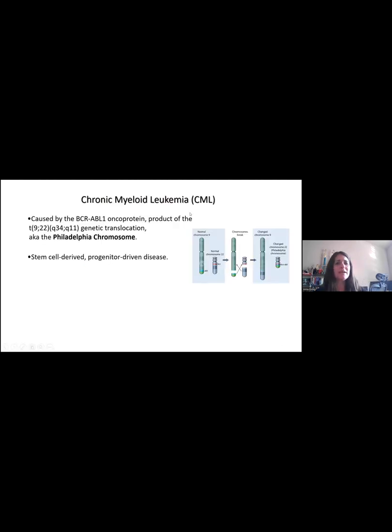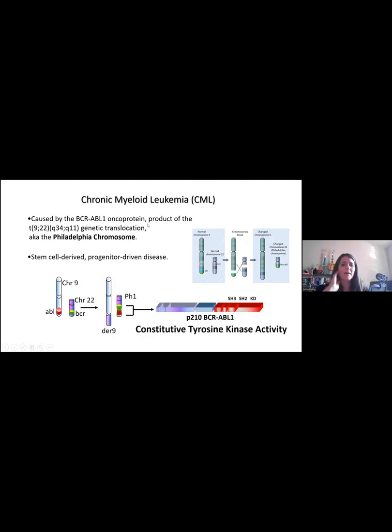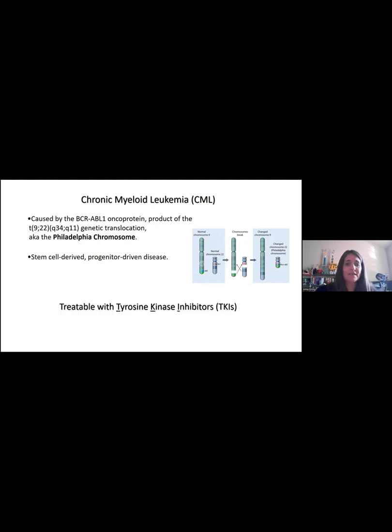Chronic myeloid leukemia is caused by the BCR-ABL oncoprotein, a product of a genomic translocation between the long arms of chromosomes 9 and 22. This is known as the Philadelphia chromosome. It's considered a stem cell derived but progenitor driven disease, and it results from the constitutive tyrosine kinase activity that's imparted upon the BCR-ABL oncoprotein because of this translocation. This disease is highly treatable with tyrosine kinase inhibitors that target the BCR-ABL oncoprotein.